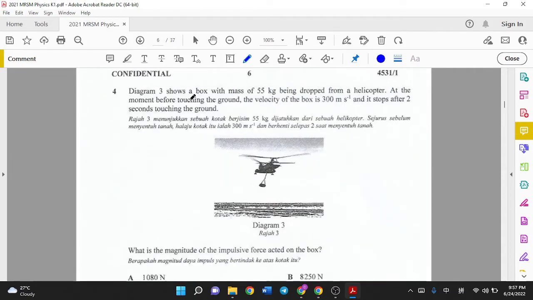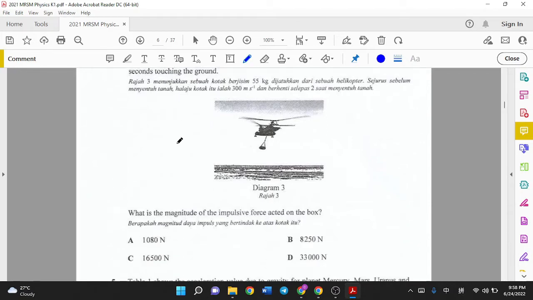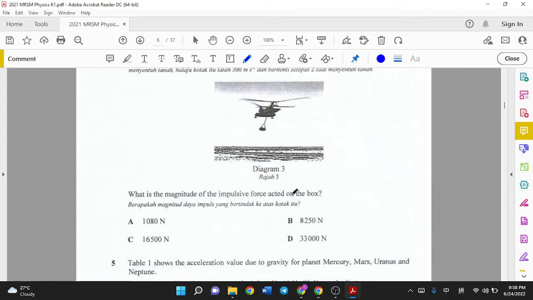Diagram 3 shows a box with mass of 55 kg being dropped from a helicopter at the moment before touching the ground. The velocity of the box is 300 meters per second and it stops after 2 seconds touching the ground. So what is the magnitude of impulsive force acted on the box? So we have the formula F equals to m(v minus u) over t. Okay, so you just sub in the value. So this force is your impulsive force. Okay, and m is your mass, v is your final velocity, u is your initial velocity.